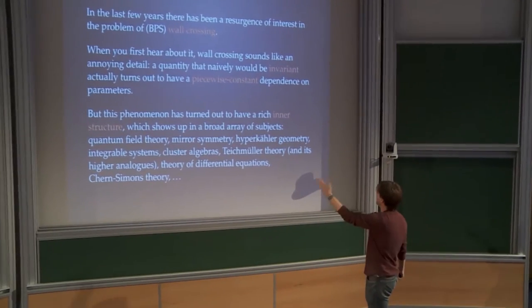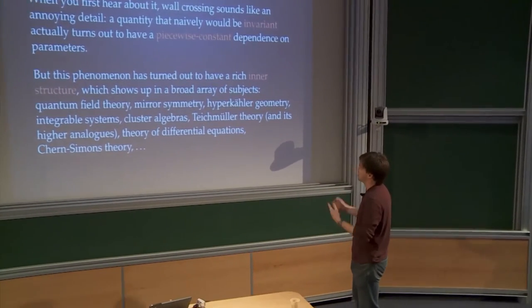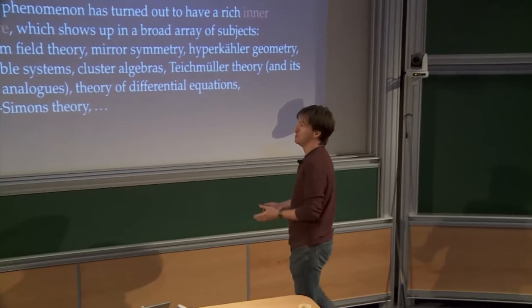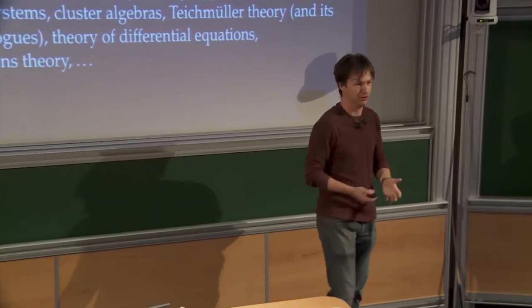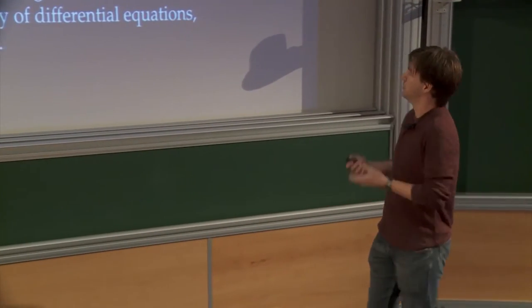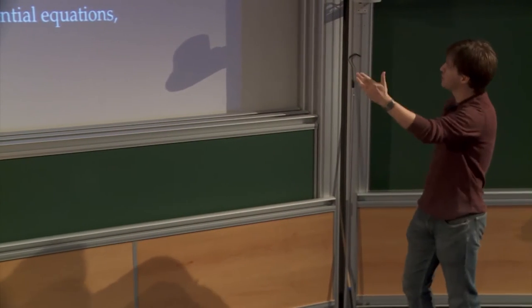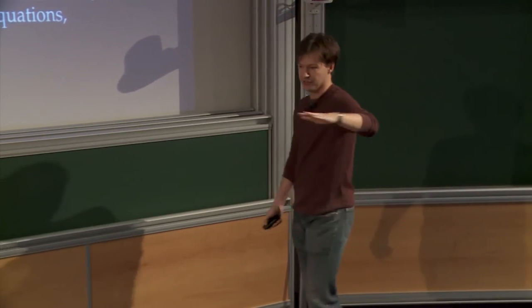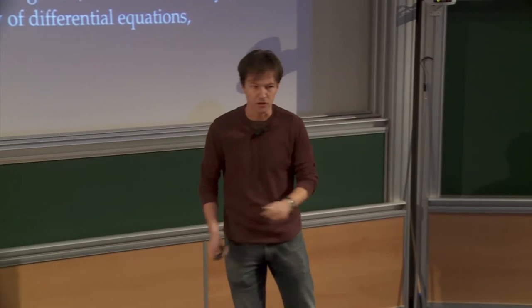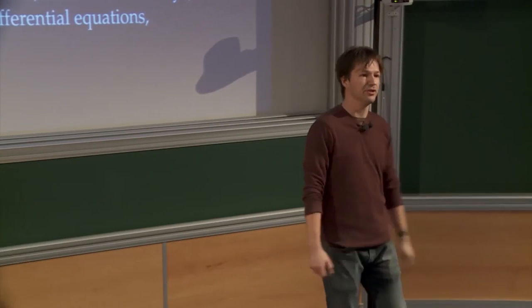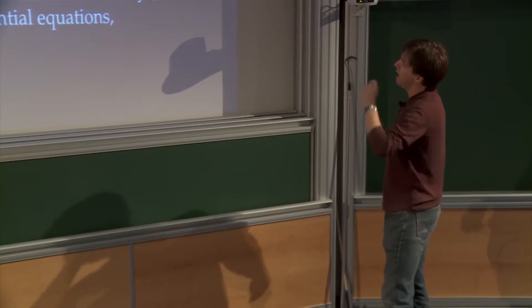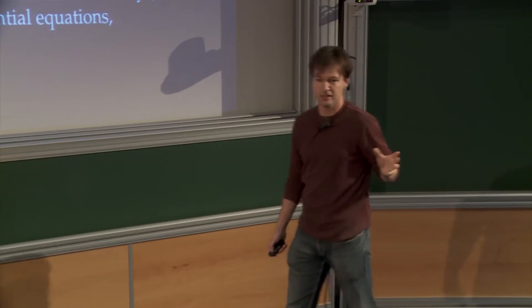You had some quantity which you were trying to count. You were trying to count volume minimizing cycles in Calabi-Yau threefolds, or in physics you were trying to count some supersymmetric particles. And you thought it was going to be invariant. You thought it wasn't going to depend on parameters at all. And then when you look closely, when you try to get all the details right, you discover that there's a little problem. The thing is not quite invariant.